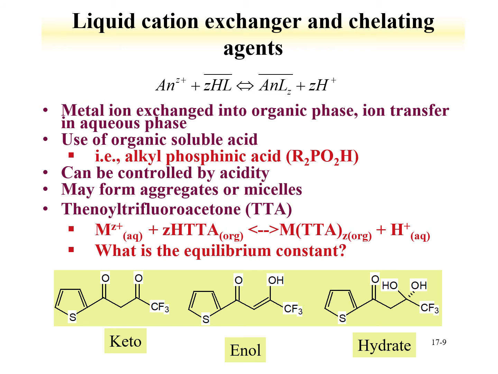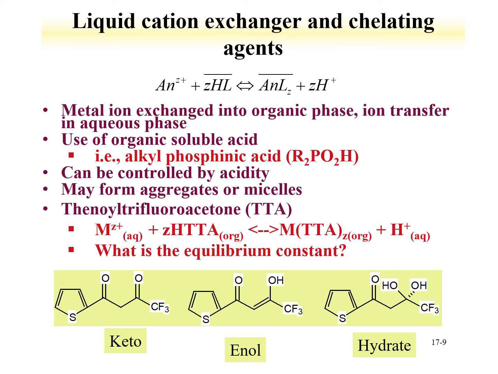Another extraction mechanism is shown here, where you have a liquid cation exchanger and chelating agents. In this case it's very similar to a metal ion interacting with a ligand, except the ligand happens to be soluble in the organic phase, so it's an organic soluble ligand. As we see from this reaction, upon complexation, the proton on the ligand in the organic phase will move into the aqueous phase. So a measurement of pH, a reduction in pH, would indicate that the complexation is occurring. You get the formation of the metal ligand complex moving from the aqueous to the organic phase, and you get proton transfer into the aqueous phase.